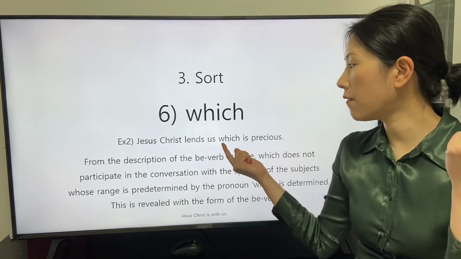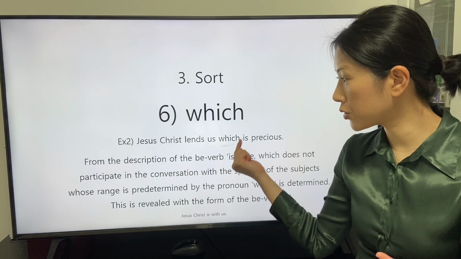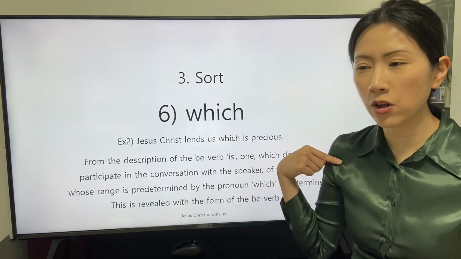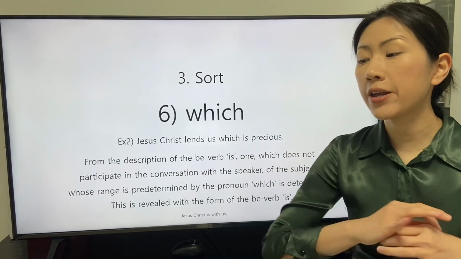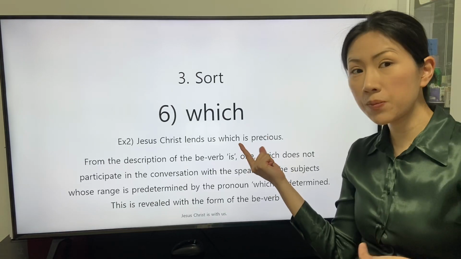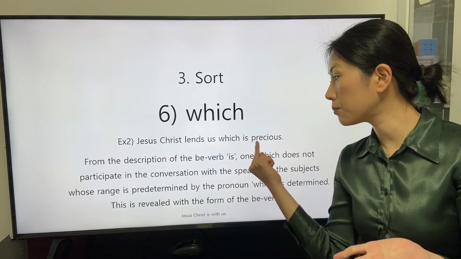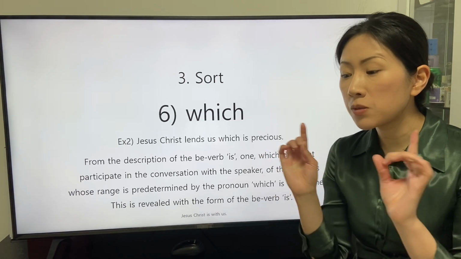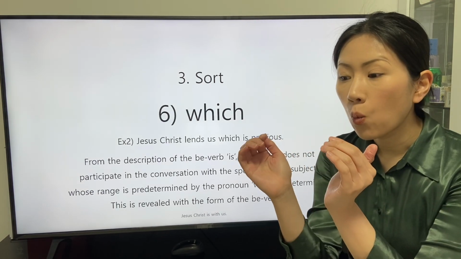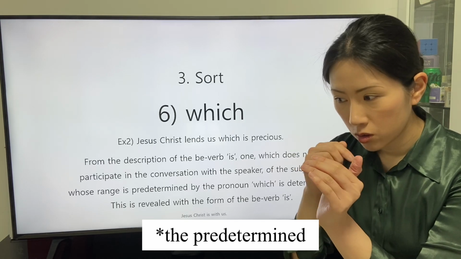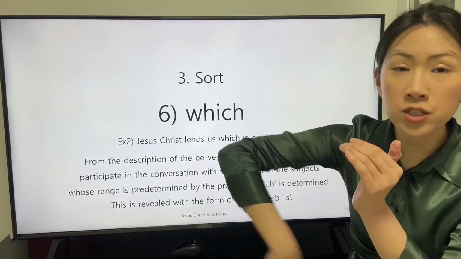From the application of the subordinating conjunction which, the listeners can understand that there can be a subject to be described by the predicate in the subordinate clause is precious, but the speaker indicates one of the range.